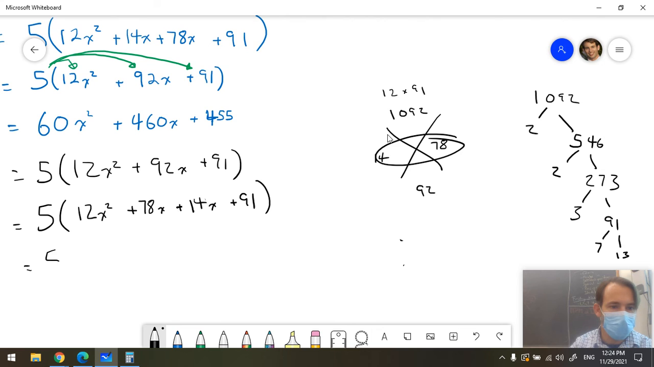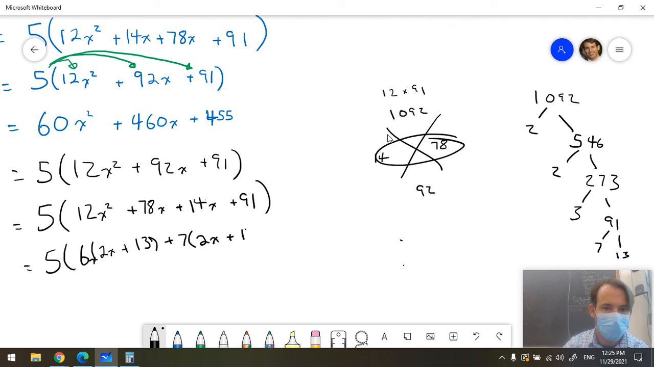Then this factors into 5 multiplied by 12x squared and 78x. Common factor 6. So here, I factor out a 6, and that looks like this. 6 multiplied by 2x squared. Oh, this is 6x, I'm sorry. 6x will factor out of this. And so that gives me 2x plus 13. And then this one has factor 7 comes out. Plus 7 multiplied by 2x plus 13.